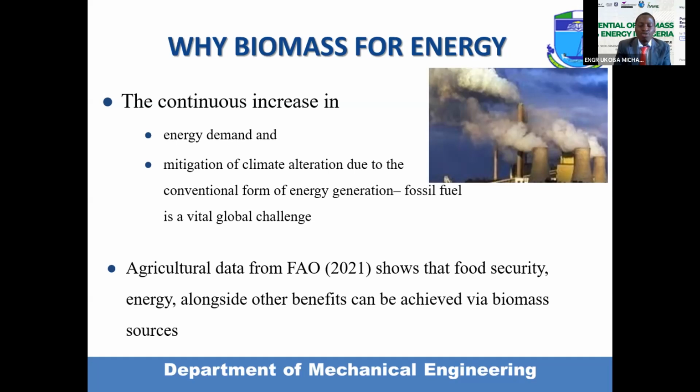Next slide. The continuous increase in energy demand as population rises and technology advances, as well as the mitigation of climate change, has drawn researchers' interest because it is a vital global challenge. The conventional form of energy generation, which is fossil fuel, is not clean and is causing problems even in our environment. So it is important that we look at energy sources that are not only efficient, but also clean. And biomass stands out in this regard.